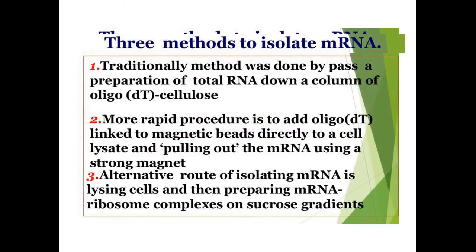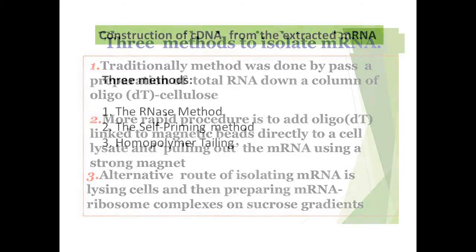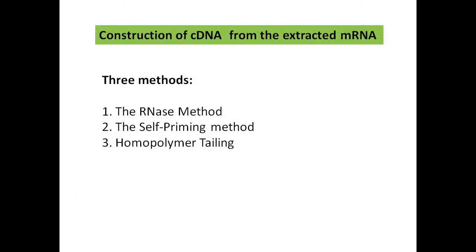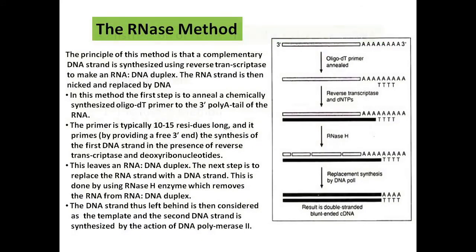Now, to make complementary DNA, there are traditionally different methods available. These are the three methods: the RNase method, the self-priming method, and the homopolymer tailing method. We'll be taking up each.